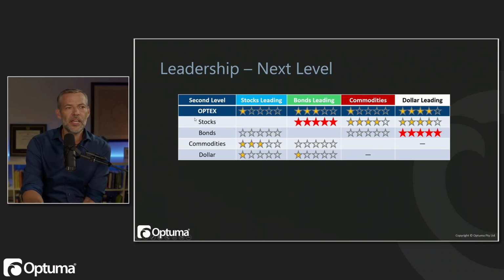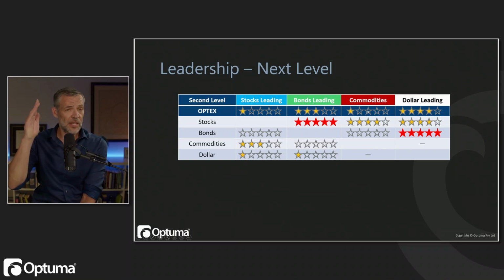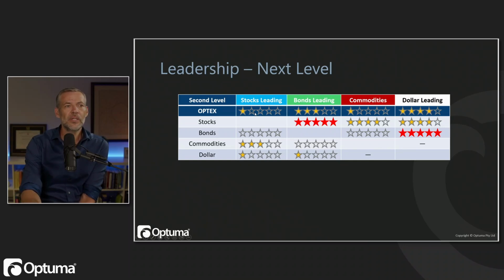The top line here is the standard, just looking at the leadership. So stocks leading, bonds leading, commodities, dollar. This is from that grid that we had before: 1 star, 3, 1 and 4. Then we have the second level. Obviously when stocks are leading, stocks can't be in the second level, so it's blank here.